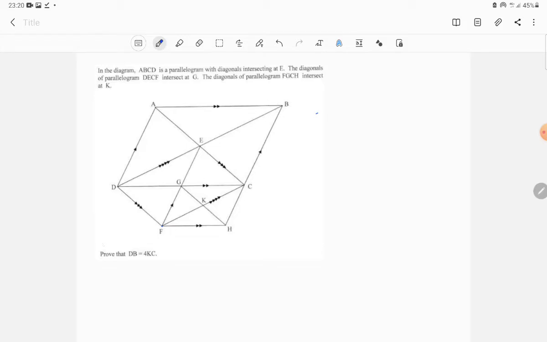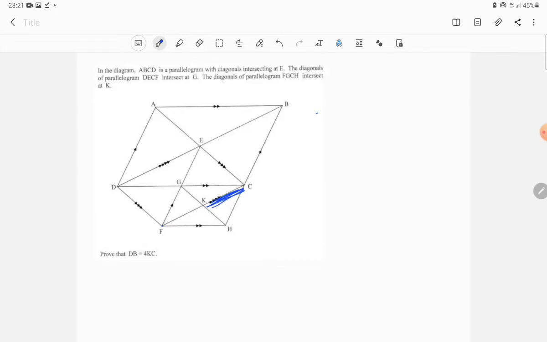Now the question is saying prove that DB is equal to 4KC. DB, which is this DB, is equal to 4KC. So we really have to prove that. The easiest way is to take the small one, then you go to the biggest one. So for example, now we're having KC.